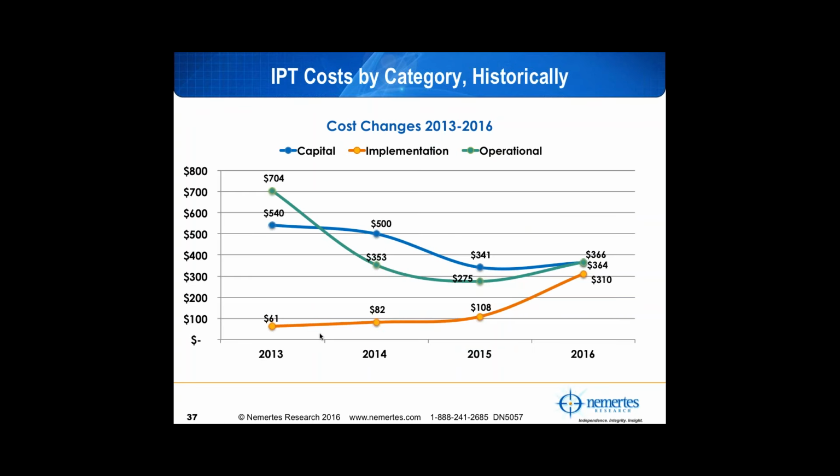Now, isolating in on IP telephony, we can see historically what's happened: capital, implementation, and operational, the three different cost categories I referenced earlier in the presentation. You can see that operational costs and capital costs for the last 2 years have gone down. This year, they've both gone up. Implementation has been steadily going up, and it went up quite a bit this year, and I'll explain why in a minute.